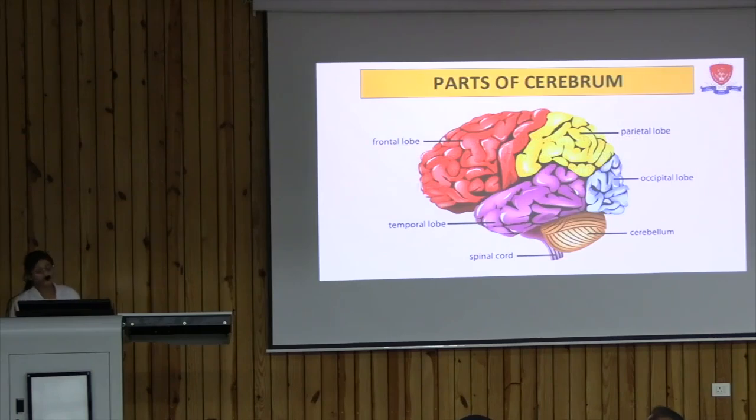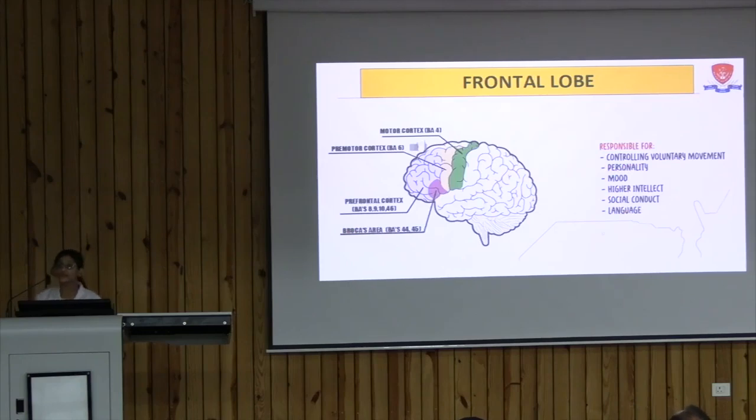The cerebrum, which is the largest part of the human brain, is sorted out into frontal lobe, parietal lobe, temporal lobe, and occipital lobe. Starting with the frontal lobe, it occupies the area anterior to the central sulcus and superior to the lateral sulcus. It is responsible for controlling voluntary movements, personality, mood, and higher intellect.